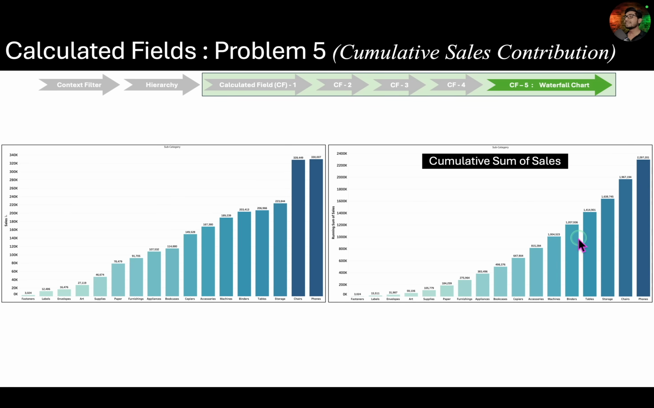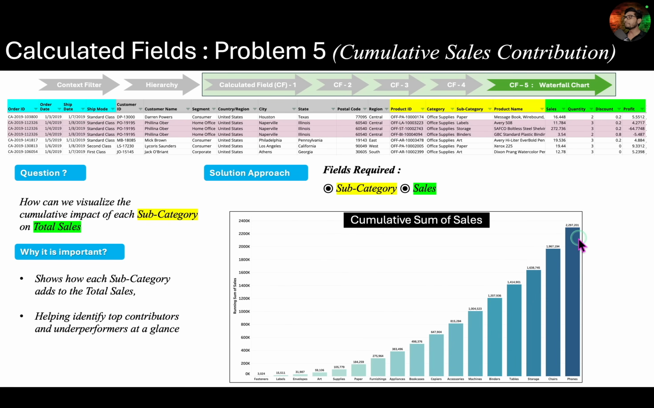With that said, there's still a bit of room for improvement, because while the cumulative bar plot shows the overall trend, it doesn't really make the individual contribution of each category stand out clearly. It's all kind of blended together, right? So for instance, if you take a closer look, only this portion of the last bar actually represents the total contribution of the phone subcategory to the total sales.